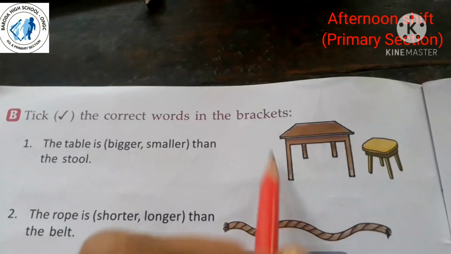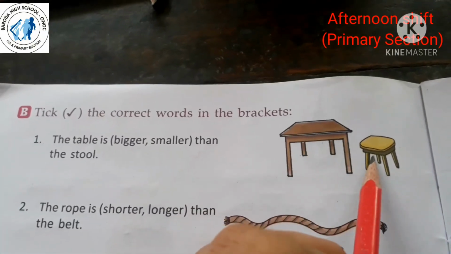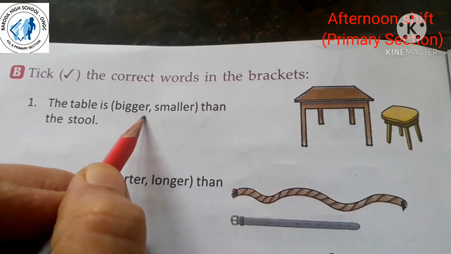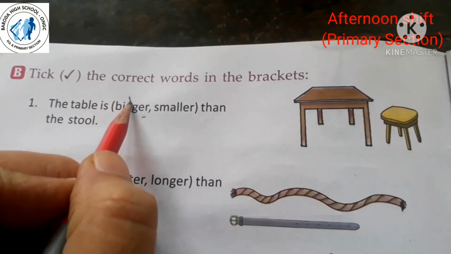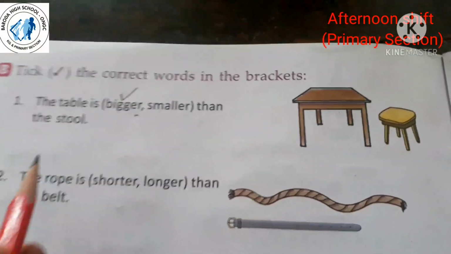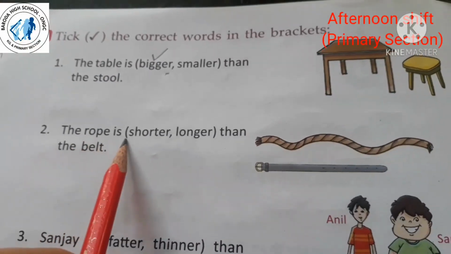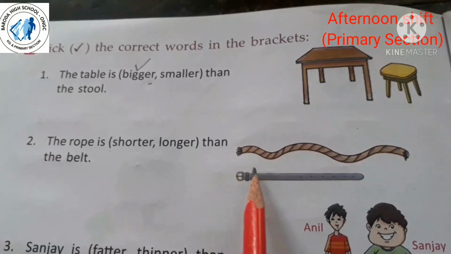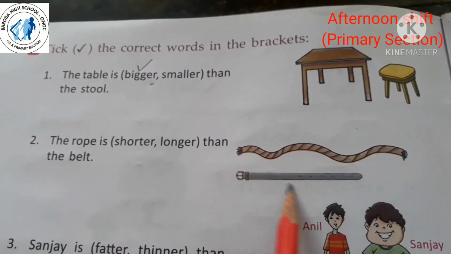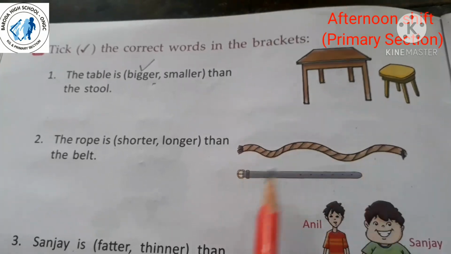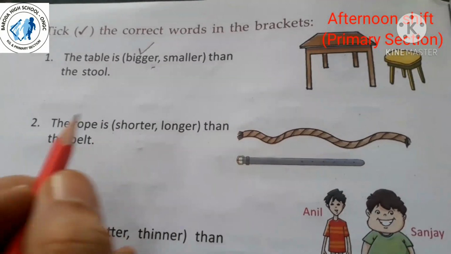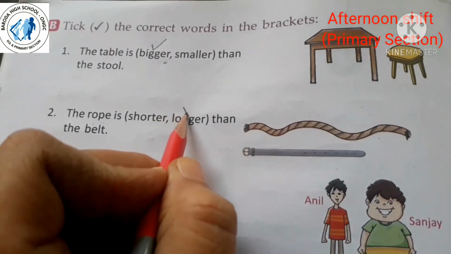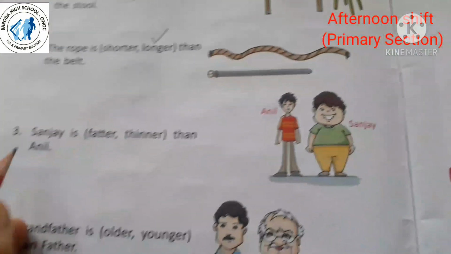Now answer me. The table is bigger or smaller than the stool? The table is bigger. So underline the word, or sorry, tick the word bigger. Okay, now see. The rope is shorter or longer than the belt? The rope is longer. Okay, rope is long, belt is short. So here about the rope they are asking. So the rope is longer than the belt.